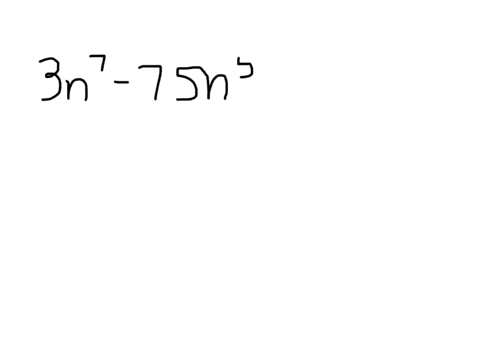Okay, what about 3n to the 7th minus 75n to the 5th? Is there anything you can take out to begin with? A 3 and an n to the 5th. 3n to the 5th goes outside. Now, when you take something out, don't just throw it away. You just put it on the outside.